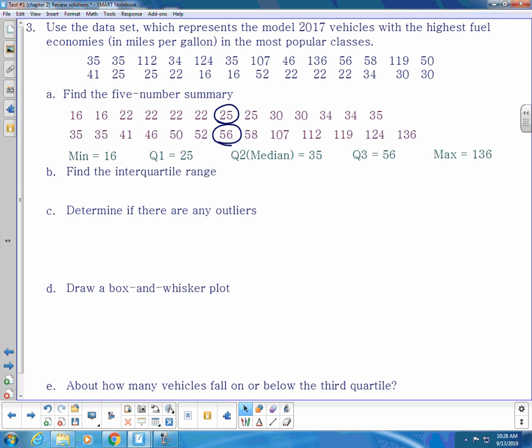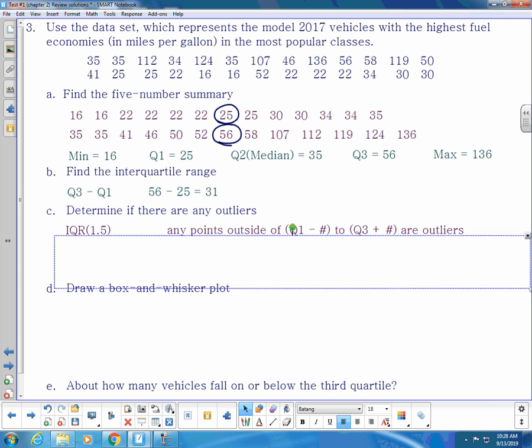The interquartile range is just Q3 minus Q1. You should have 31. Okay. To determine if there's any outliers, you're going to take the IQR times 1.5. Anything outside of Q1 minus that number and Q3 plus that number, anything outside of that band is an outlier. And so you should have something here.